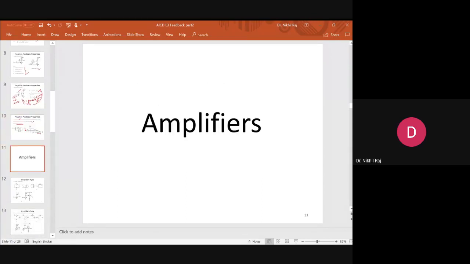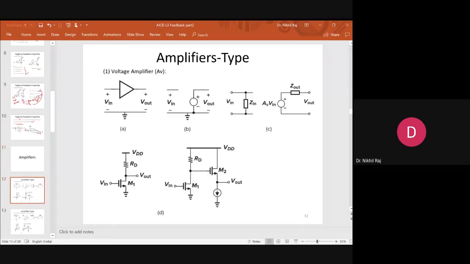Now we switch to amplifiers. In an amplifier there are basically two elements at the input and two elements at the output. If we consider a two port network, there are two elements at the input port. Suppose this is your input port and that is your output port. The input port has V in and current I in, and the output has V0 and I0.